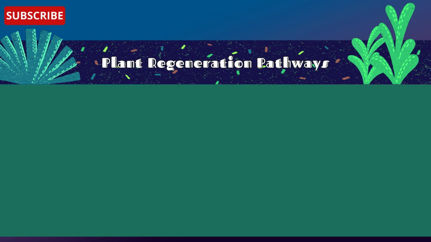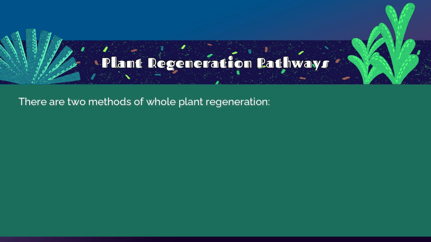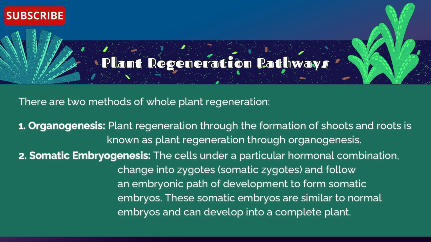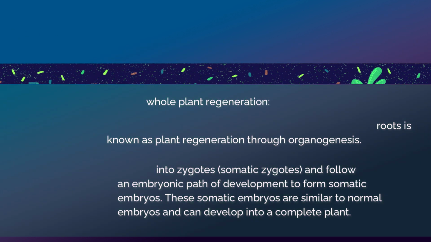Plant regeneration pathways. There are two methods of whole plant regeneration. Number 1. Organogenesis. Plant regeneration through the formation of shoots and roots is known as plant regeneration through organogenesis. Number 2. Somatic embryogenesis. The cells under a particular hormonal combination change into somatic zygotes and follow an embryonic path of development to form somatic embryos. These somatic embryos are similar to normal embryos and can develop into a complete plant.